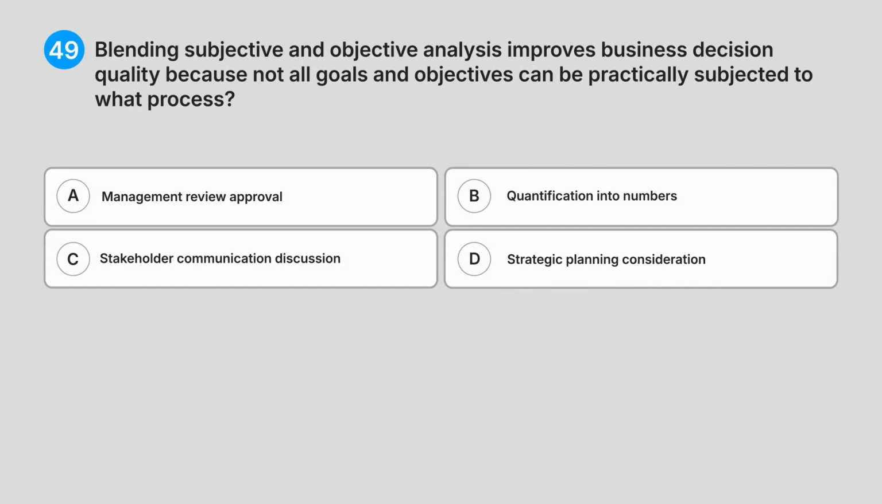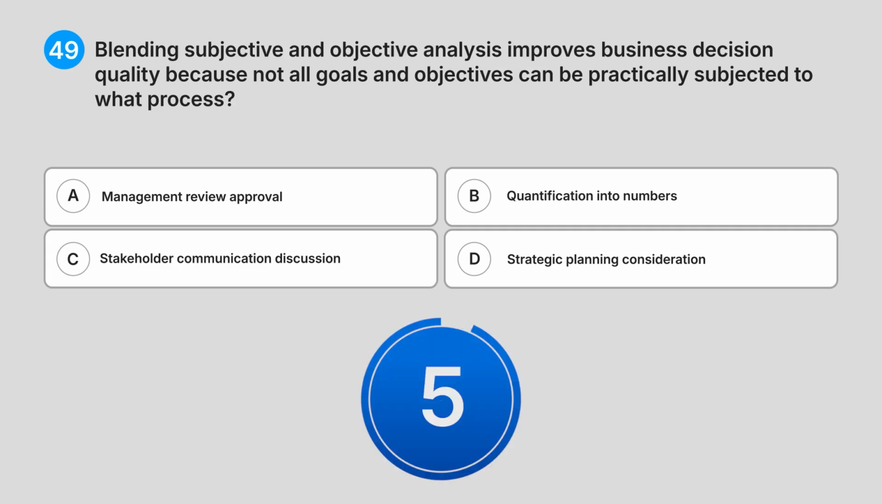49. Blending subjective and objective analysis improves business decision quality because not all goals and objectives can be practically subjected to what process. A. Management review approval. B. Quantification into numbers. C. Stakeholder communication discussion. D. Strategic planning consideration. Can you guess the answer?